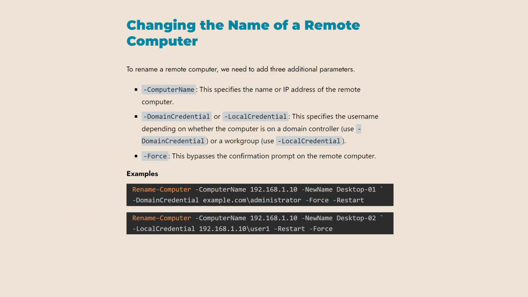To rename a remote computer, we need to add three additional parameters. -ComputerName to specify the name or the IP address of the remote computer. -DomainCredential or -LocalCredential to specify the username, depending on whether the computer is on a domain controller or workgroup. We will also need to add the -Force parameter to run the command without confirmation from a remote user.